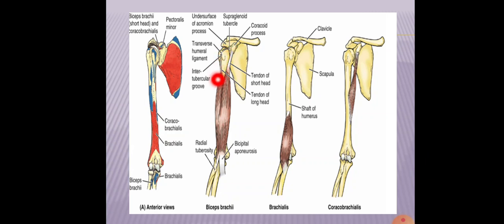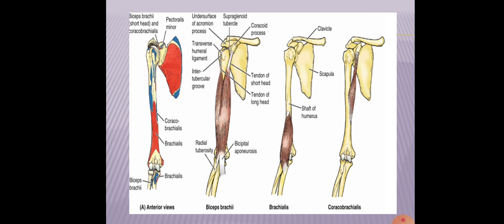The two heads join each other inferiorly and insert into the radial tuberosity, and through the bicipital aponeurosis insert into the skin of the forearm. The main action of this muscle is supination. Also, it assists in the flexion of the forearm, or the flexion of the elbow. The long head here assists in the flexion of the shoulder joint.